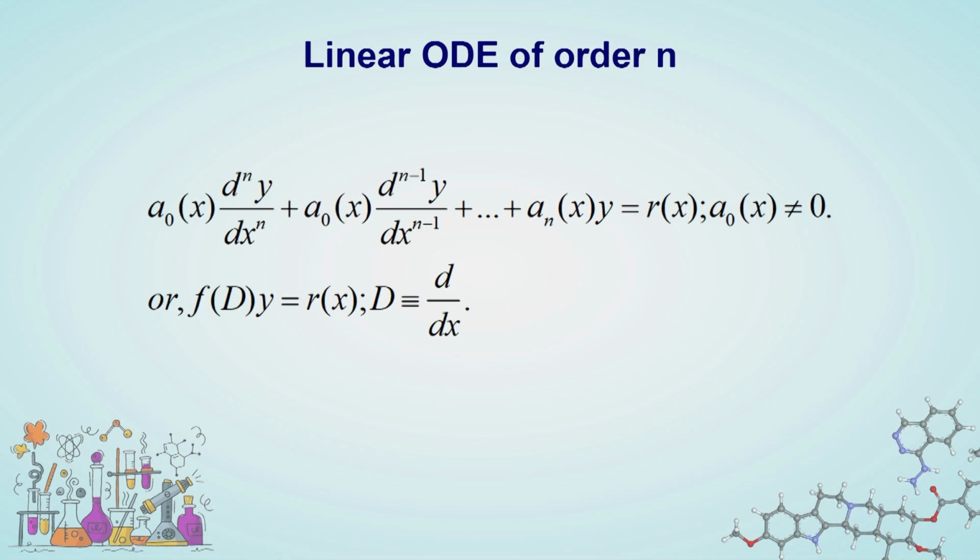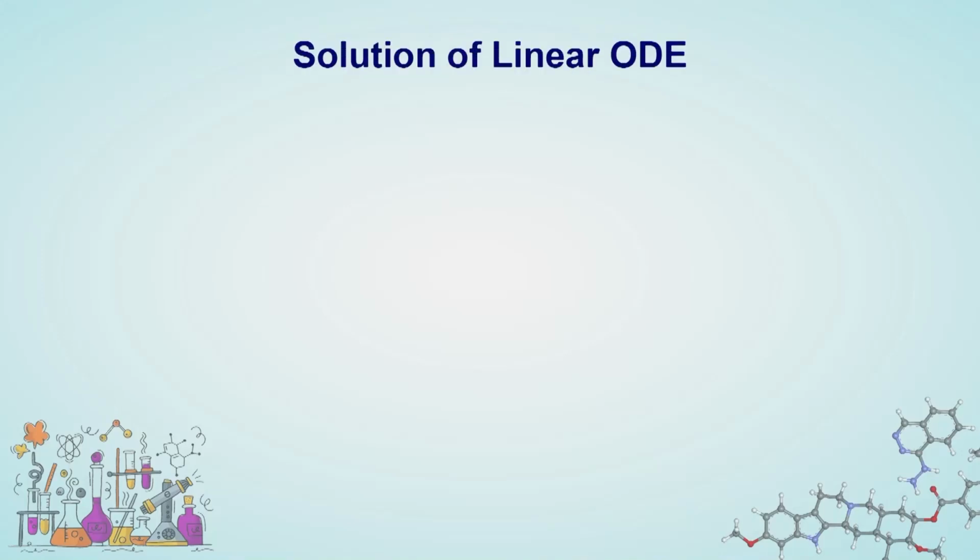D is the differential operator. In terms of D, the equation is very attractive and simply defined in polynomial form. Therefore, we can write the whole equation as f(D) y equals r(x). f(D) is the polynomial containing the derivatives, and r(x) is the right hand side, which is also a polynomial. The solution is very simple, we can define its solution.